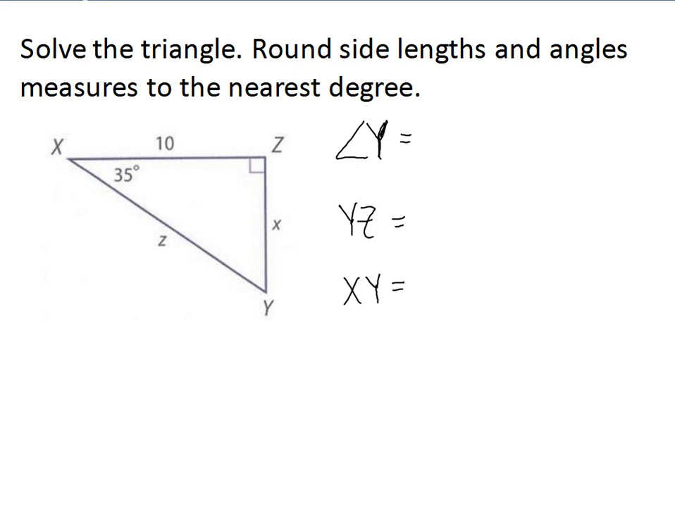Now finding angle Y should be the easiest. We already know two angles in the triangle. Remember, inside a triangle there's 180 degrees. We've already used 90 and 35, so we've already used 125 degrees. So there are 55 degrees left for angle Y.